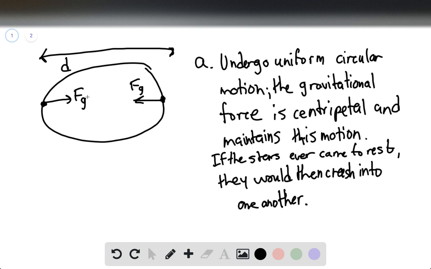For part B, we need to find the mass of one of these stars. So we know that the velocity is going to be equal to 2 pi r divided by t, and we know that this is going to be equal to pi times the diameter, or rather pi times d divided by t, that distance between the two stars.